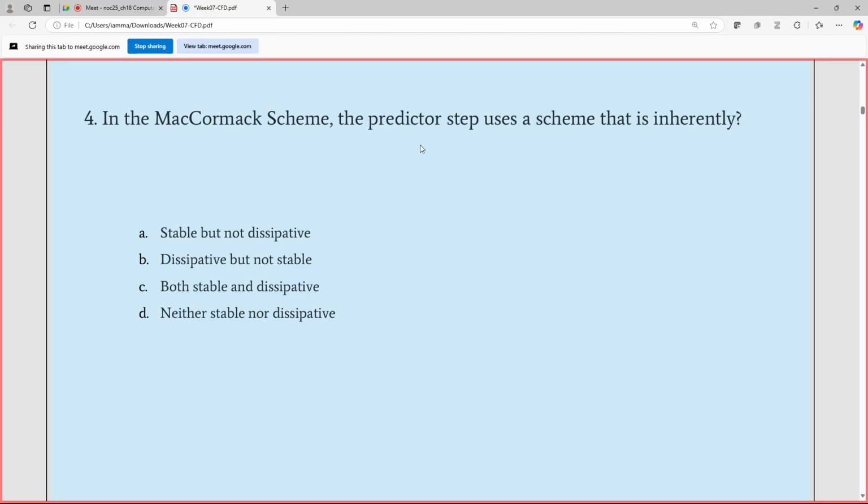In the McCormack scheme, the predictor step uses a scheme that is inherently which of the following? Options are: option A, stable but not dissipative. Option B, dissipative but not stable. Option C, both stable and dissipative. Option D, neither stable nor dissipative. So the question is particularly on the predictor step of the McCormack scheme. What does the predictor step provide to the equation?